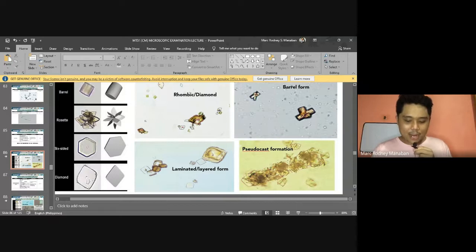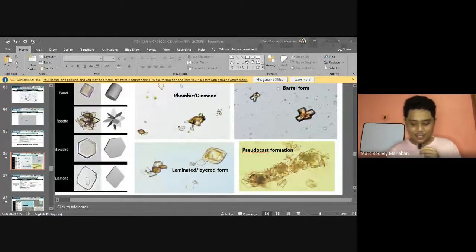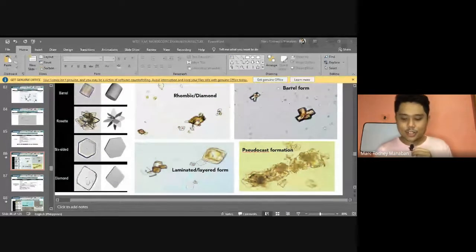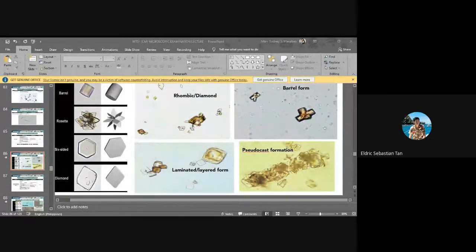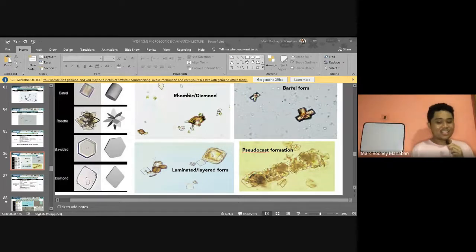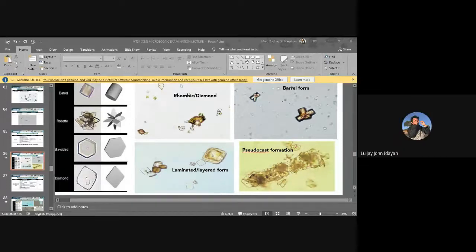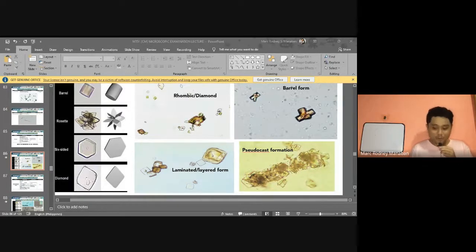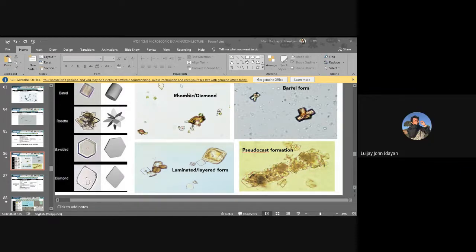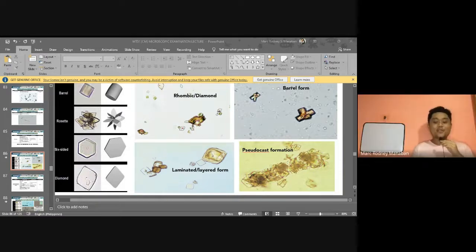Lemon-shaped. Who here knows a lemon-shaped ova, roundworm? Okay, lemon-shaped. Nematode, that's what I'm saying. Nematode. Trichuris trichiura, sir. Okay, very good. Trichuris trichiura. But if protozoa, a lemon-shaped cyst, which one? Chilomastix. Yes, Chilomastix. Take note there of the lemon-shaped egg and the lemon-shaped cyst. They are different. Okay? Alright. So for lemon-shaped crystal, our answer is uric acid.